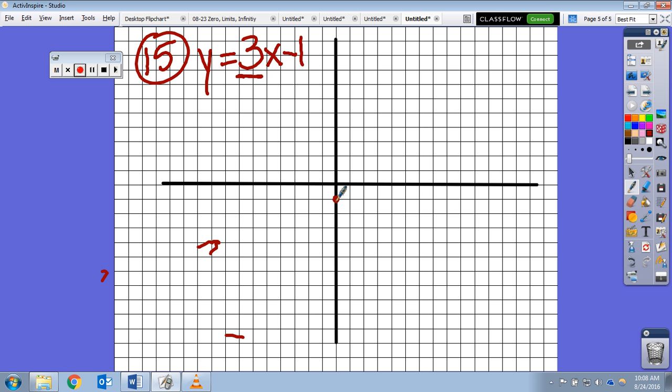So if you wrote 3 as a fraction, how could you write 3 as a fraction? 3 over 1. Okay, and slope is rise over run. So are we going to go up 3 over 1, or are we going to go over 3 up 1? Because it's rise over run. Got it. 1, 2, 3. I'm at 1, right?